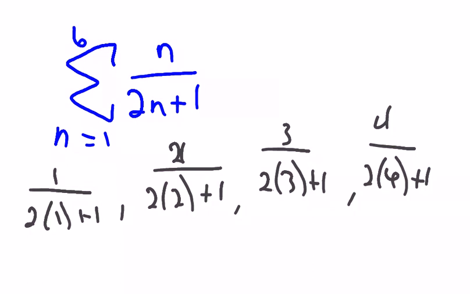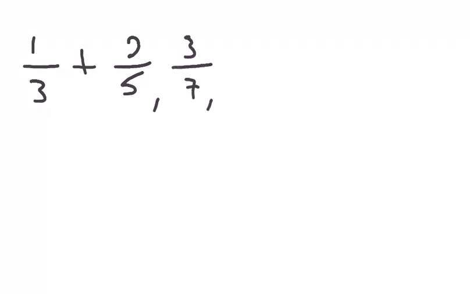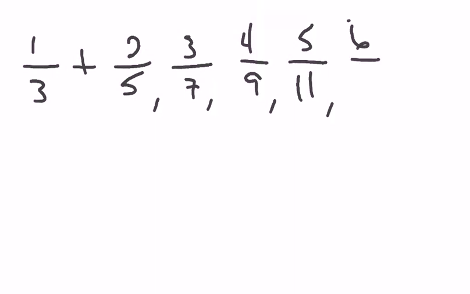And figuring out what these answers are. So 2 times 1 is 2 plus 1 is 3. So the first term is going to be 1/3. Then the next term is 2 times 2 is 4 plus 1 is 5. So then we have 2/5. The third one is 3/7. Then we have 4/9. Then we have 5/11. And then we have 6/13.